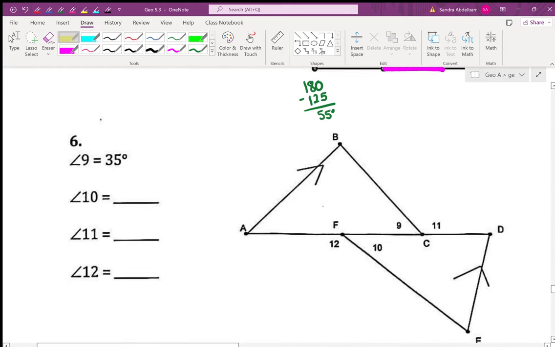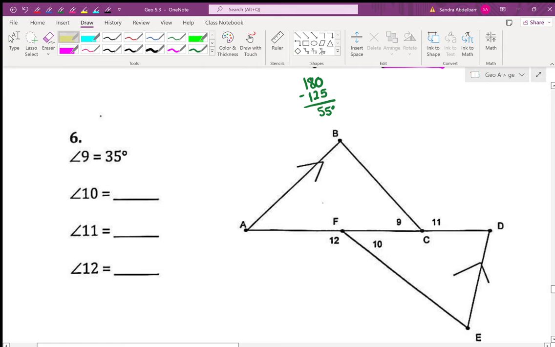All right, number 9. There's something missing here. There should be 2 arrowheads on BC and 2 arrowheads on FE to show that BC and FE are parallel. I'm telling you in the given information that angle 9 is 35 degrees, and we need to find 10, 11, and 12 in any order. Does anybody see how we can find any one of these angles in any order?